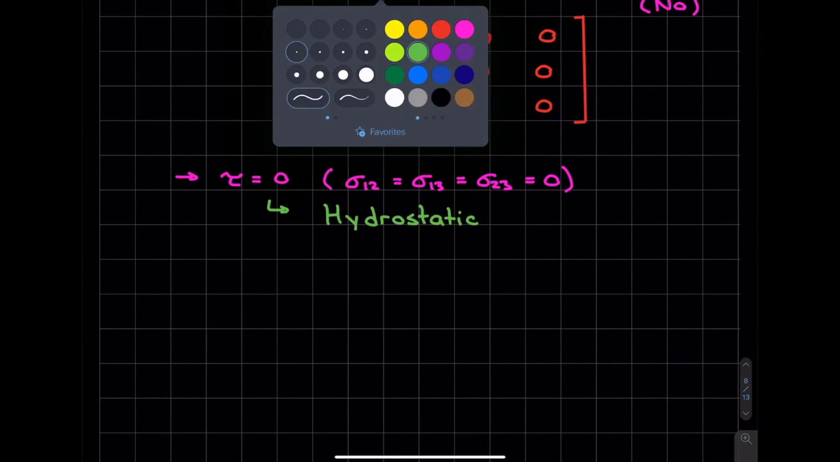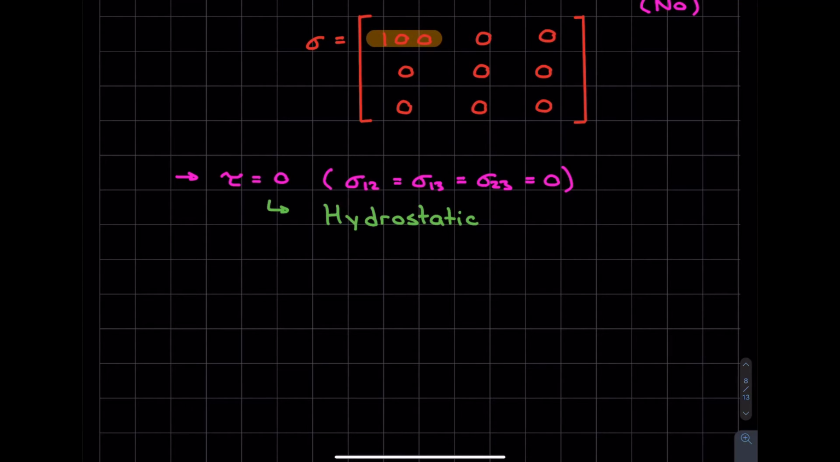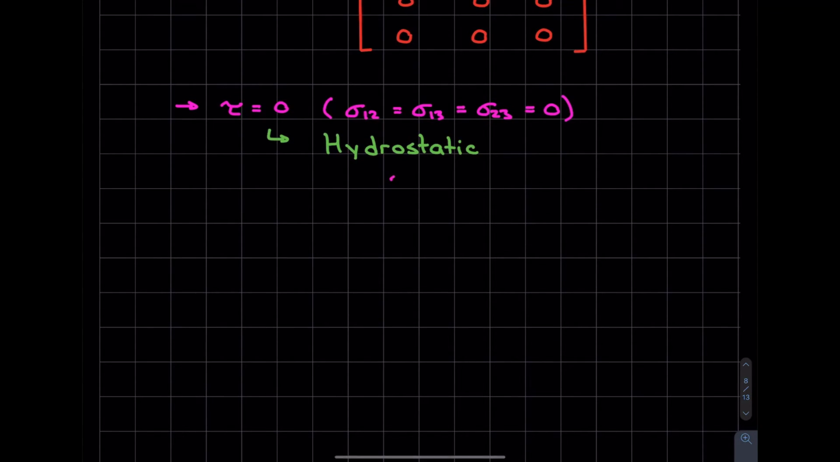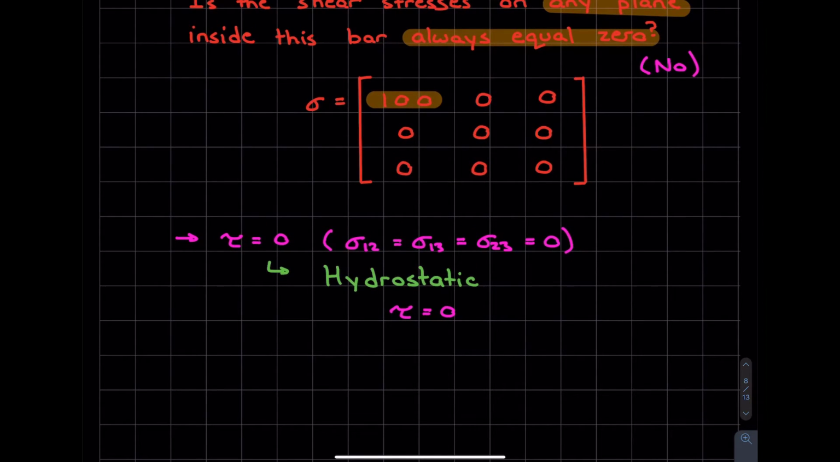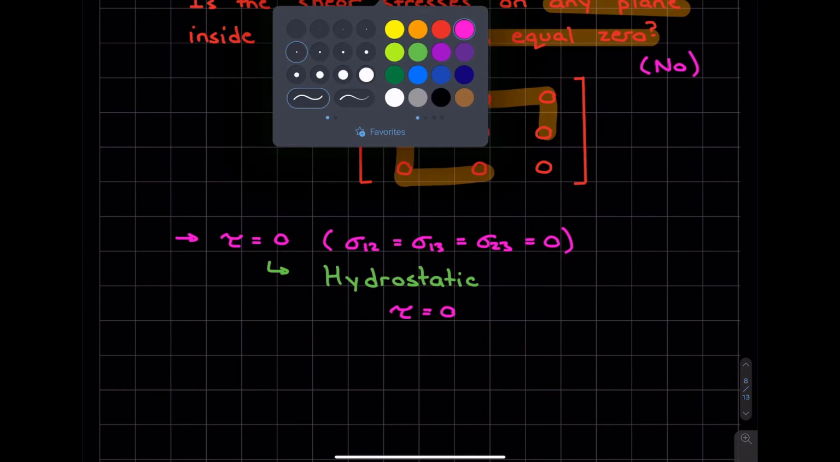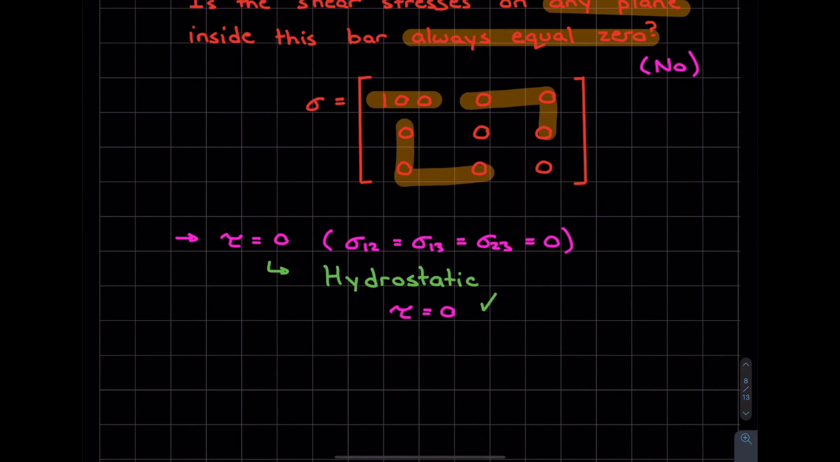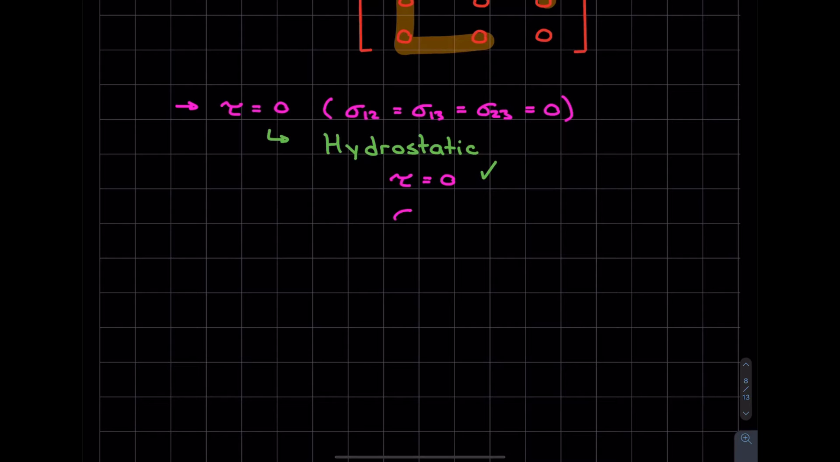So if I look up here and ask, how was hydrostatic defined before? Well, the first criterion was that the shear stresses in the matrix are equal to 0. If I look at my shear stresses, which are those ones, they actually are all equal to 0. So I'm going, oh wait a second, maybe this is the hydrostatic stress state, because that checks out. Now, the second criterion, which we covered in question 1, is that sigma 1,1 is equal to sigma 2,2, which is equal to sigma 3,3.